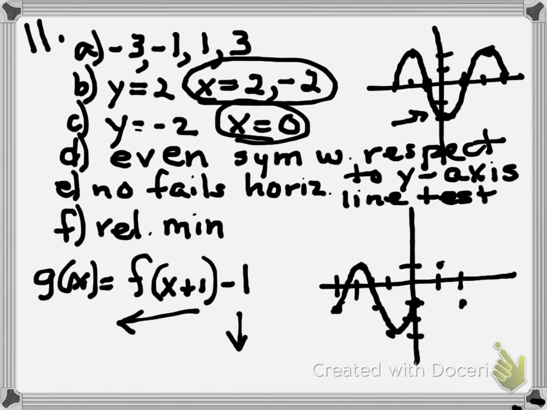So I've taken each one of these points. And so you should see that this graph has shifted 1 unit to the left, and it's shifted 1 unit down. So it's a horizontal shift 1 to the left, and it's a vertical shift of 1 down.